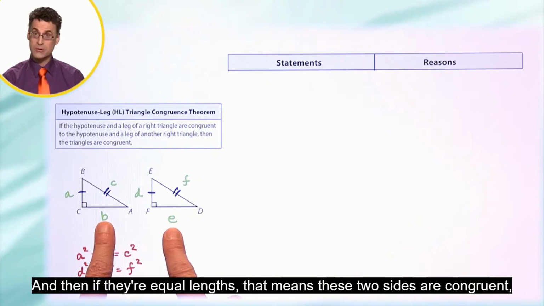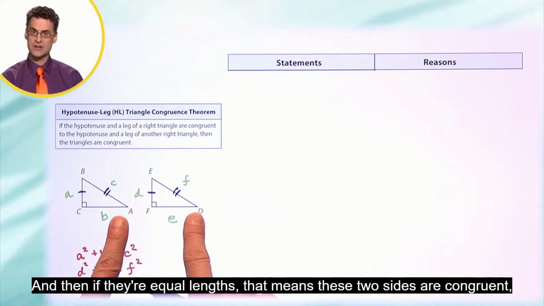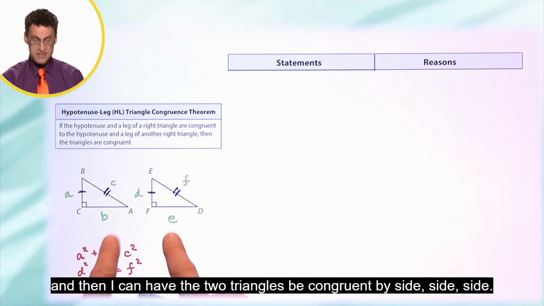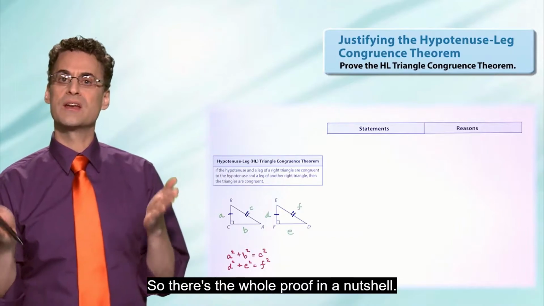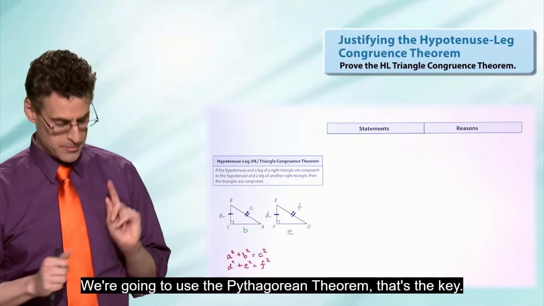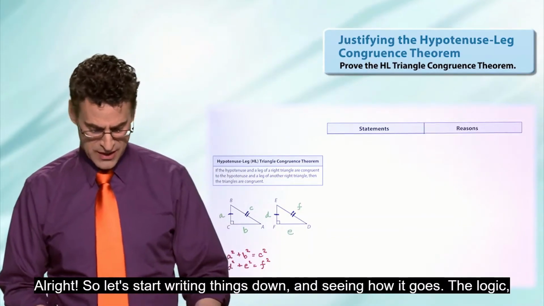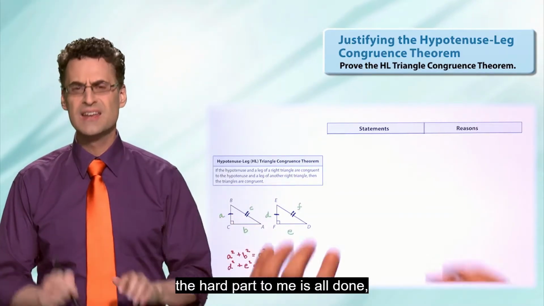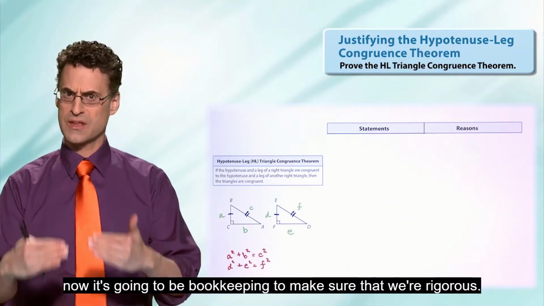And then if they're equal lengths, that means these two sides are congruent, and then I can have the two triangles being congruent by side, side, side. So there's the whole proof in a nutshell. We're going to use the Pythagorean theorem. That's the key. All right, so let's start writing things down and seeing how it goes. The logic, the hard part to me, is all done. Now it's going to be bookkeeping to make sure that we're rigorous.